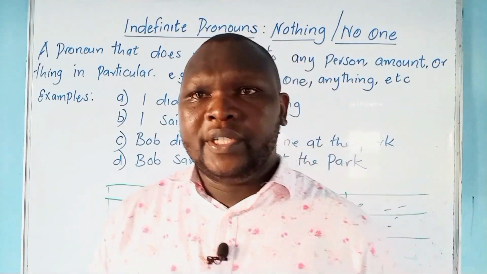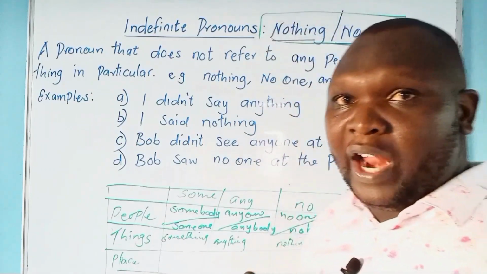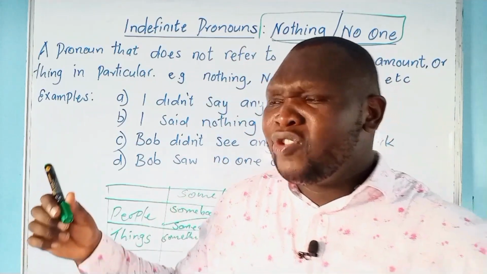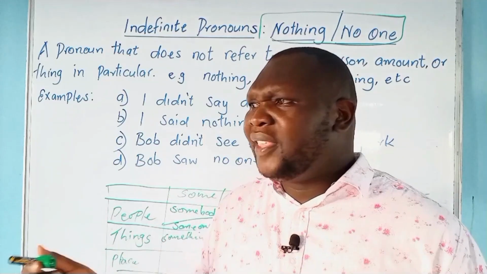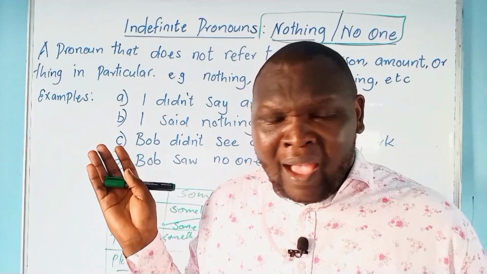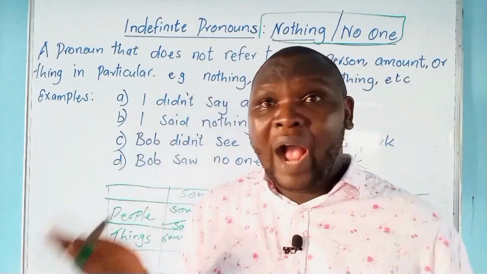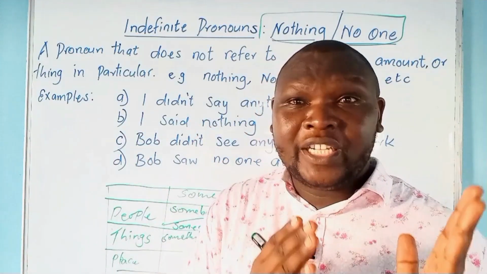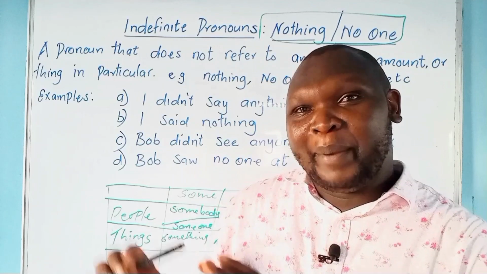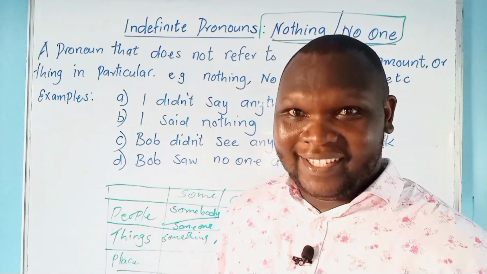Now, that was not my point. My point today was about the two indefinite pronouns, nothing and no one. How do we use these two indefinite pronouns? Maybe you're using no one, or you're using nothing, or you're using anything. For example, I didn't say anything. Oh, I didn't see no one. How are you supposed to use them, and which indefinite pronoun actually is the right one for you to use? Don't worry. Today I've prepared something. It will just take you 5 to 10 minutes to make you understand.